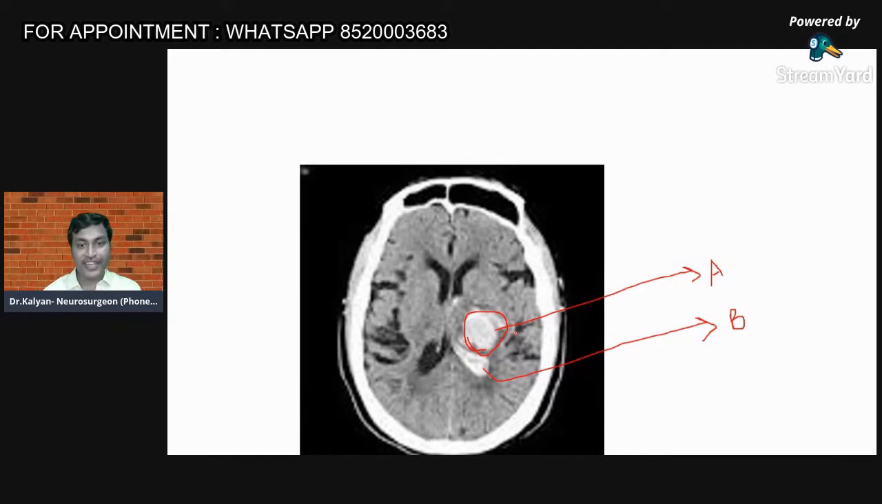It is not biconvex, so it is not an extradural bleed. It is not concavo-convex, so it is not a subdural bleed. It is present within the brain. So what do you call this? Intracerebral bleed. The classical thing which we say, this is a patient of IC bleed. So these are the classical IC bleeds.